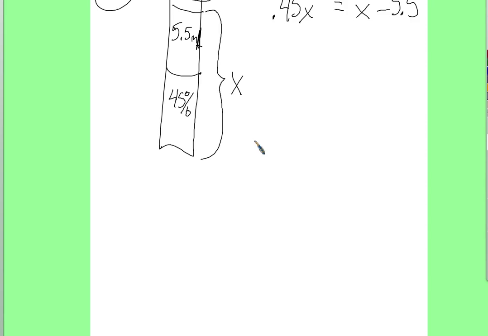Monica. Add 5.5 to each side. Add 5.5 to both sides. Okay. So we have 0.45x plus 5.5. I'm standing over here because my tablet is being weird. Equals x. Okay, now what?